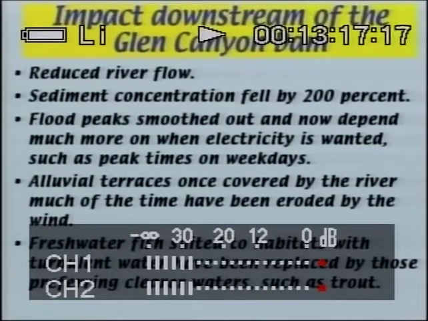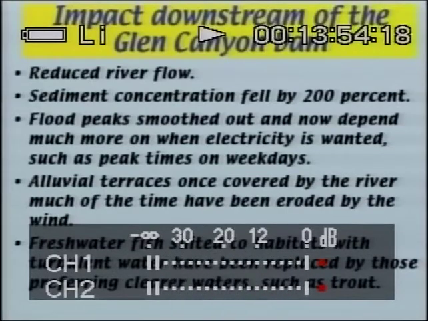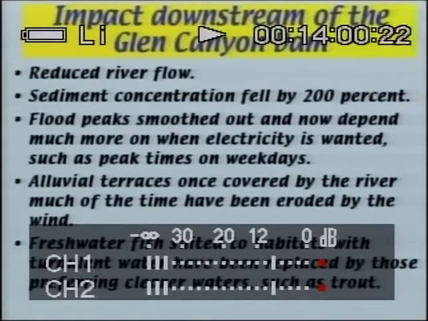What we find here, sediment concentration fell by 200%. If there was no dam, then we have flow of water, and more sediments will be built up. But then what we see is that the flow of water basically reduces. Then basically the sediment concentration also falls. Flow peaks smoothen out and now depend much more on when electricity is wanted, such as peak times on weekdays. The more electricity we use, the more water is being utilized.